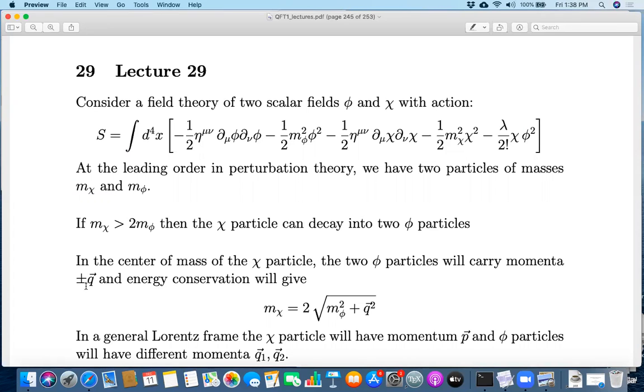the two phi particles will have to carry opposite momentum, which we call plus minus q. And then the energy conservation will tell us that m chi should be equal to twice square root of m phi square plus q square.